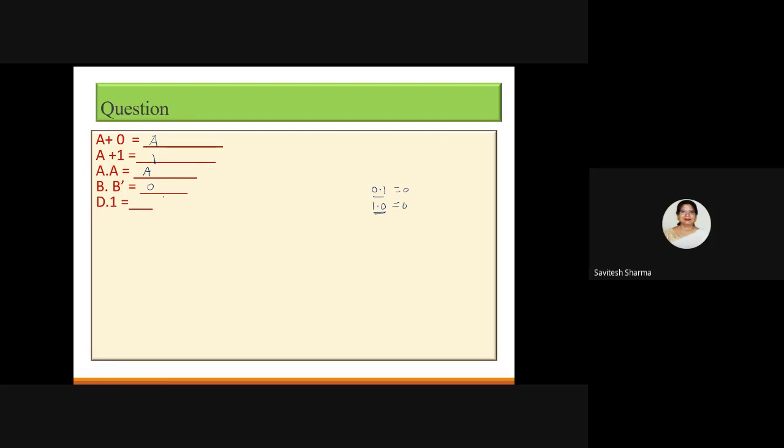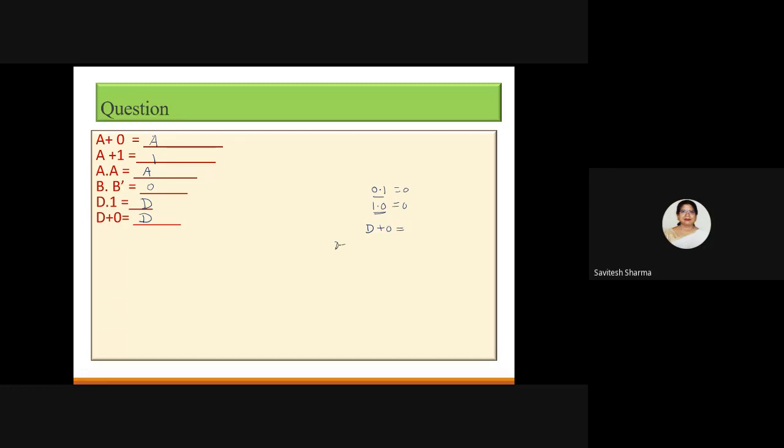Next, D dot 1. What is D dot 1? D. Good. D plus 0? What is D plus 0? D plus 0 is D. Is it okay? Or is it 0? Just verify. D is a binary number, so either it can take 0 or it can take 1. So you can check it.